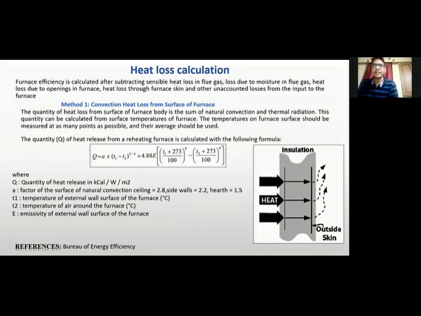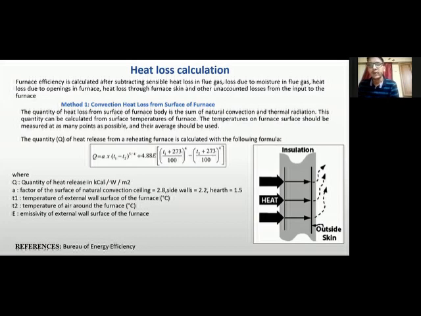After that, Q is the quantity of heat released in kilocalorie per watt per meter square. A is the factor of the surface for natural convection. If it is the ceiling, it is 2.8, side wall is 2.2, and earth is 1.5. T1 is the temperature of the external wall surface, and T2 is the temperature of the air surrounding the furnace. And E is the emissivity of the external wall surface of the furnace, and that is around 0.4 to 0.5.